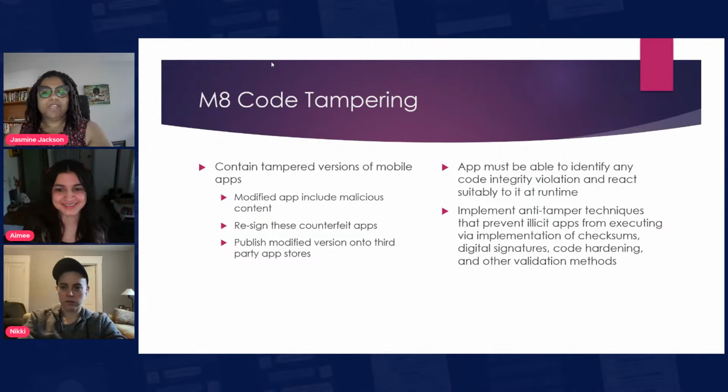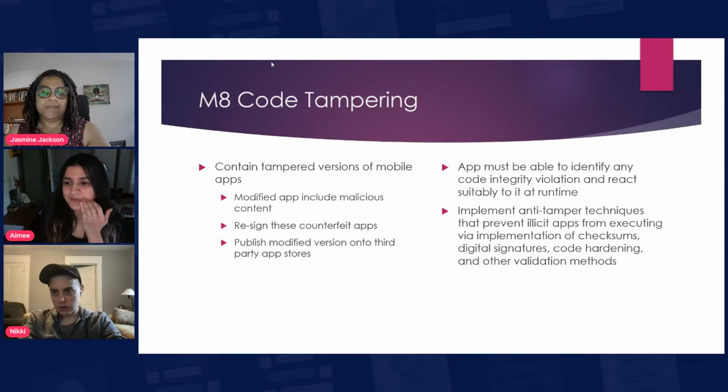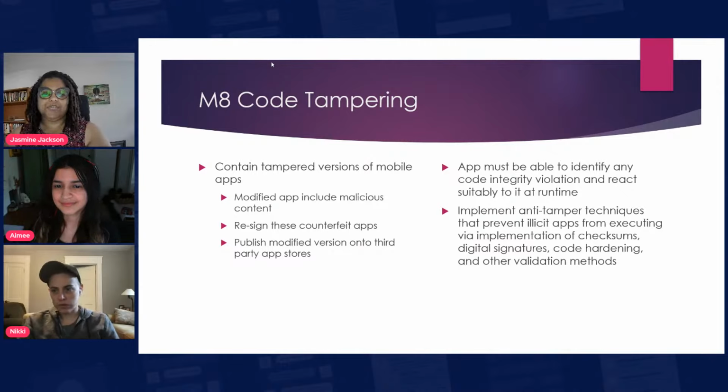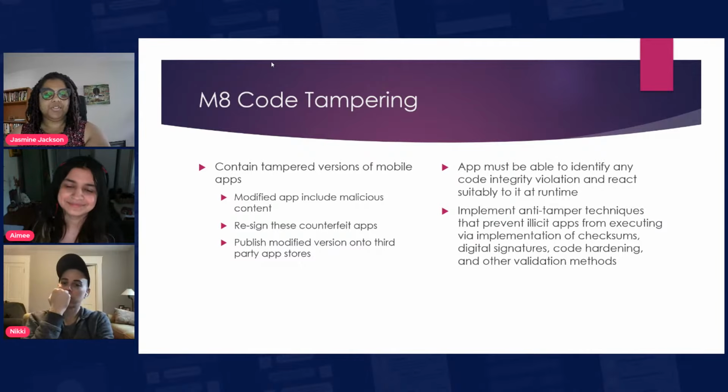Some ways to remediate against that: the app must be able to identify any code integrity violation and react suitably to it at runtime. Meaning if there is dangerous code, the application should not run it. It should say, okay, this application code is dangerous or looks suspect, so we're going to contain it and not run it. Or you can implement anti-tampering techniques such as checksums, digital signatures, code hardening, or any other validation method.